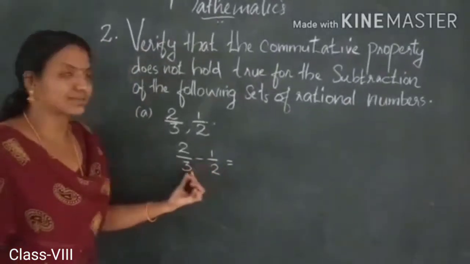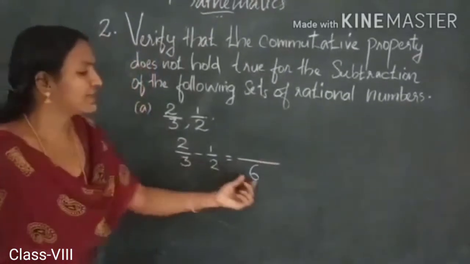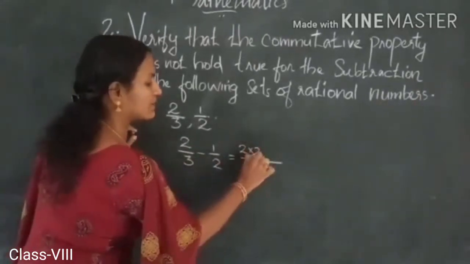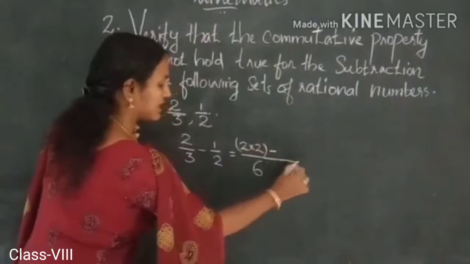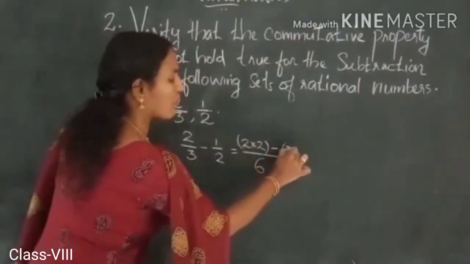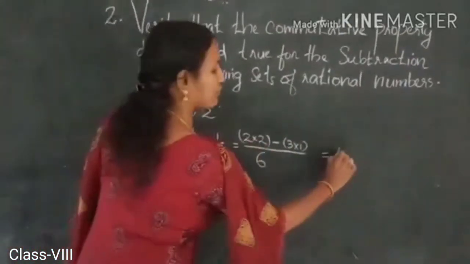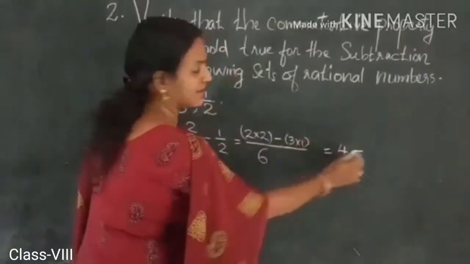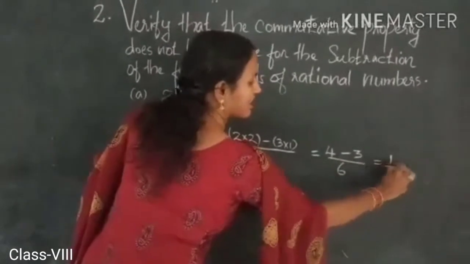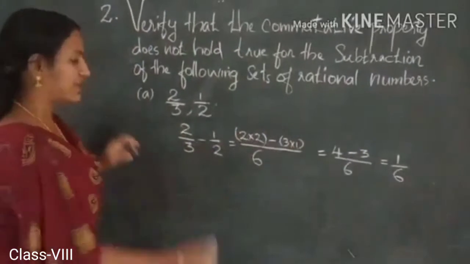Here the LCM is 6. 3 into 6. How many 3s are in 6? 2 3s are 6. Okay, so 2 into 2, minus, how many 2s are in 6? 3 2s are 6. So 3 into 1. 2 2s are 4, minus 3 1s are 3, divided by 6, is equal to 4 minus 3, 1 by 6. So 2 by 3 minus 1 by 2 is 1 by 6.